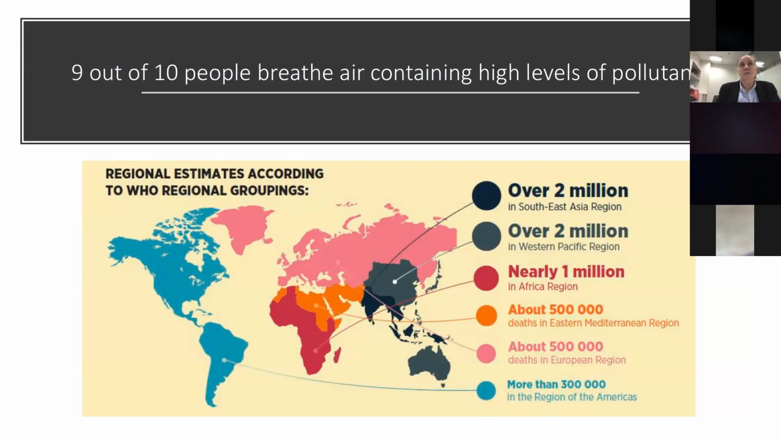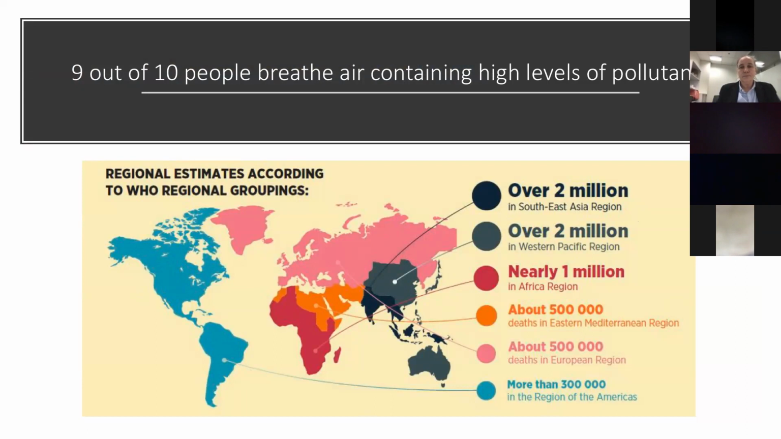But the people that breathe this air are not equally distributed across the earth. So more people are exposed in this area, in the Southeast Asia region, in the Western Pacific region, in Africa, and the Eastern Mediterranean. They're disproportionately exposed compared to other populations to high levels of air pollution.